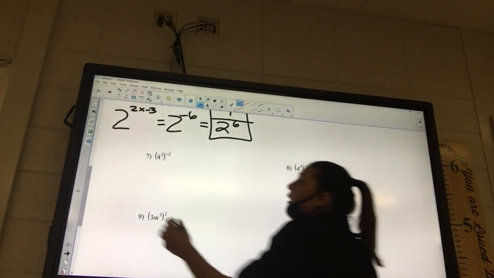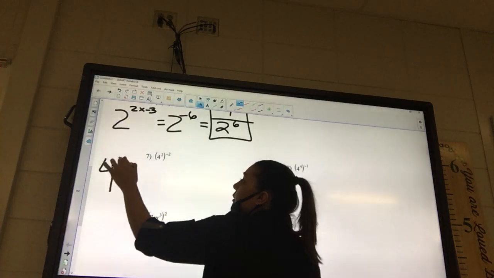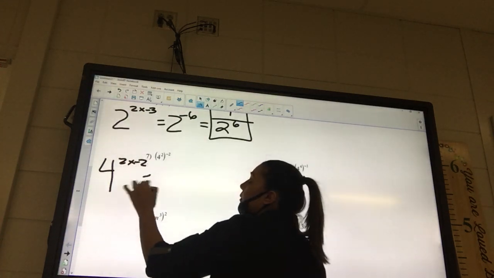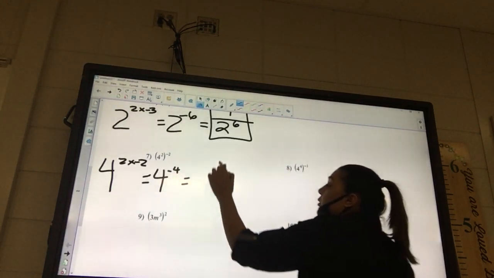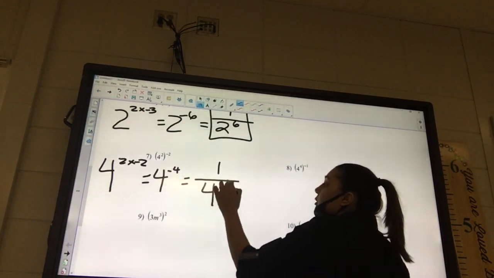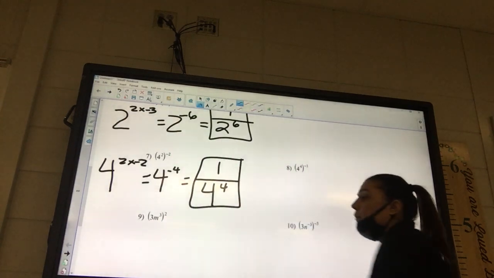Okay, so if we look at 7, it's going to be 4 to the 2 times negative 2. That's negative 4. So it's going to be 4 to the negative 4, which is just 1 over 4 to the 4th. Good job, Rocky.